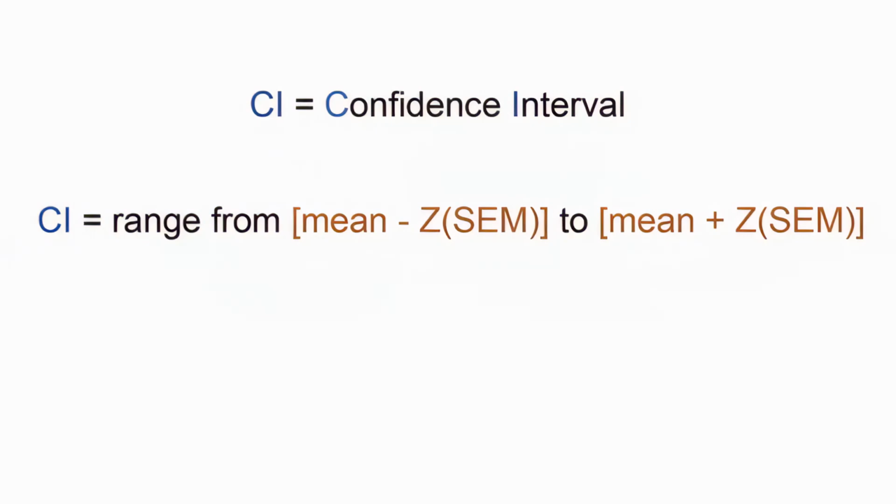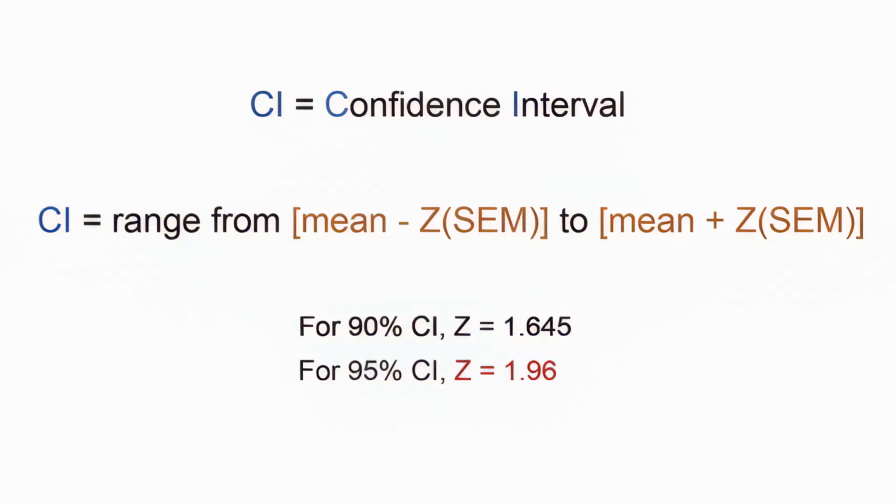And again, what is z? It depends on the range you want to calculate. For a 90% confidence interval, use a z of 1.645. For a confidence interval of 95%, you would use a z of 1.96, or 2 to make it simple. If you want to set a confidence interval of 99%, you would use a z of 2.57.